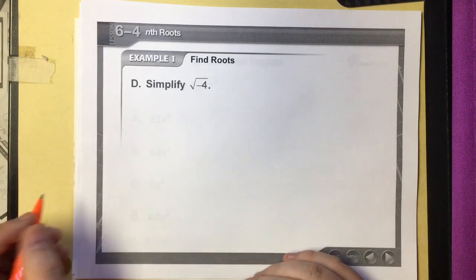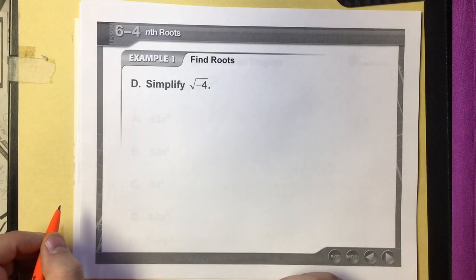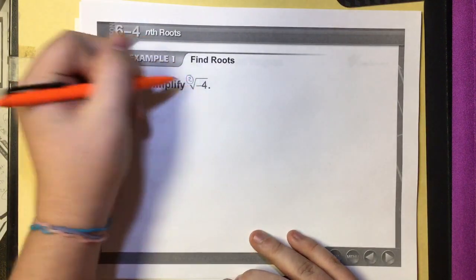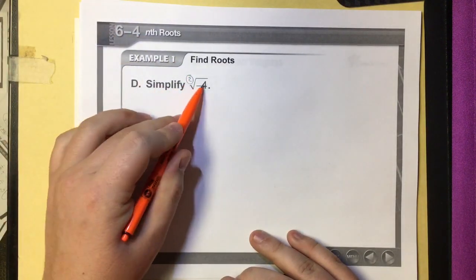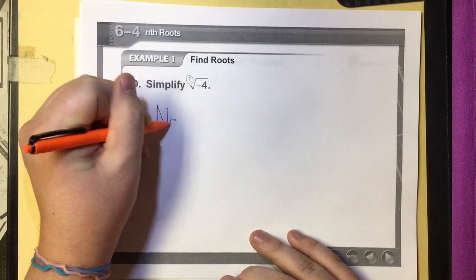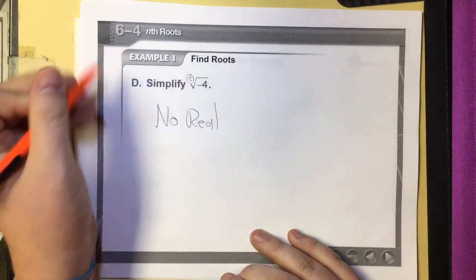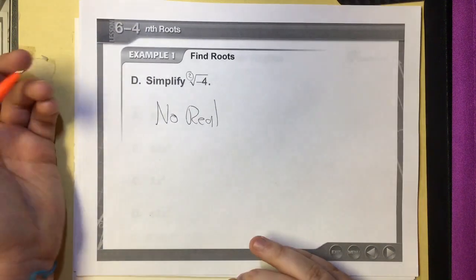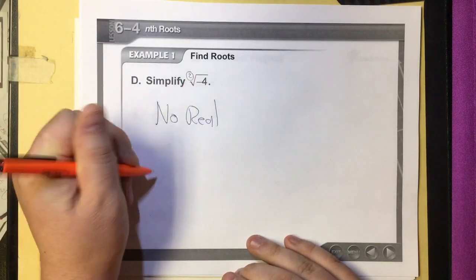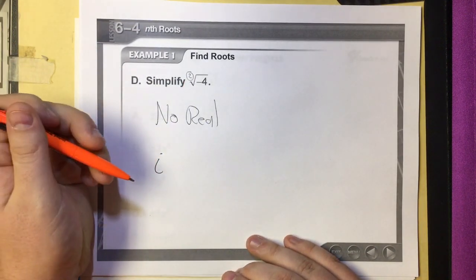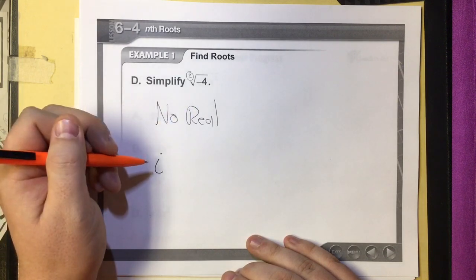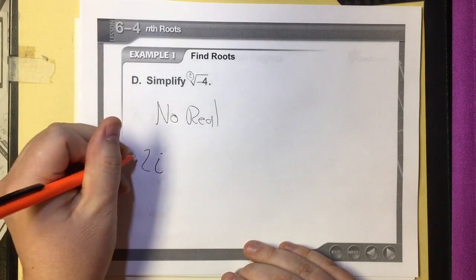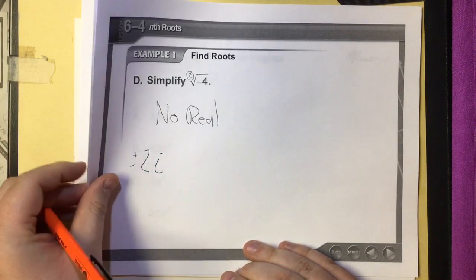All right, here we have simplifying the square root of negative 4. There's, again, no index, so it's a 2. The 2nd root of negative 4, there are no real roots, but we've done this before, we could take the i out. That's the square root of the negative. Square root of 4 is then 2. And we could have our plus or minus.